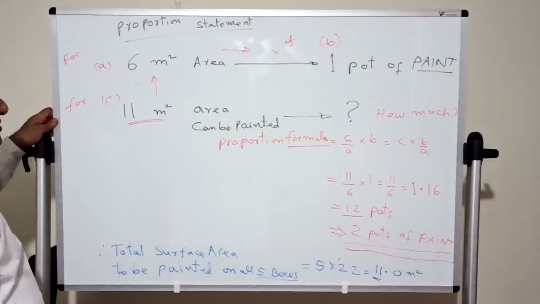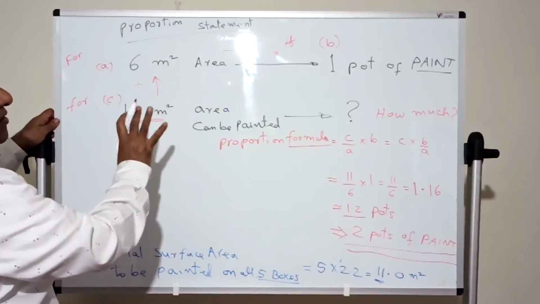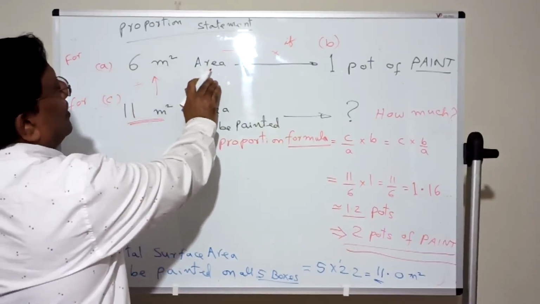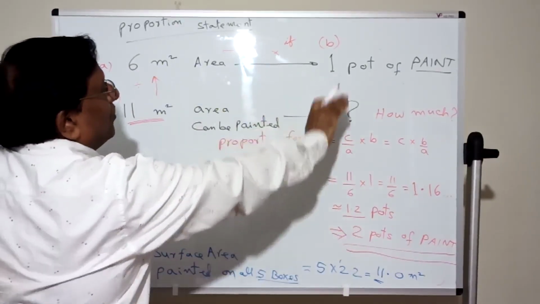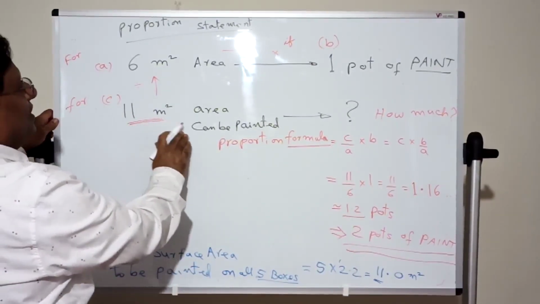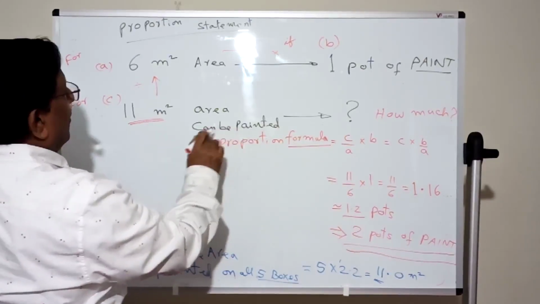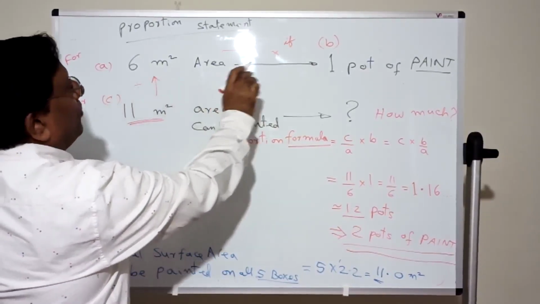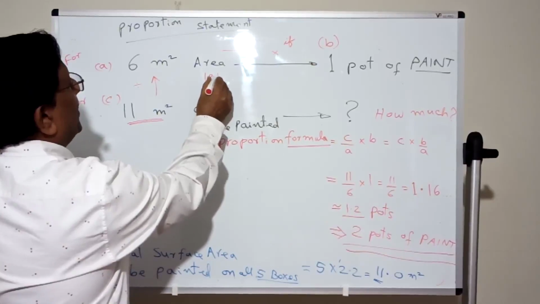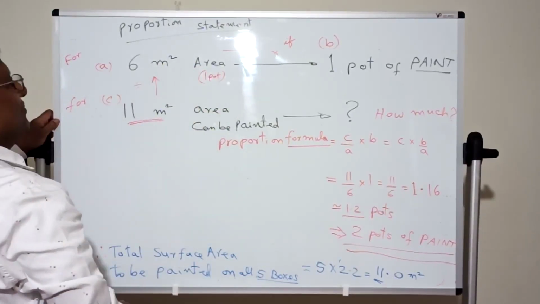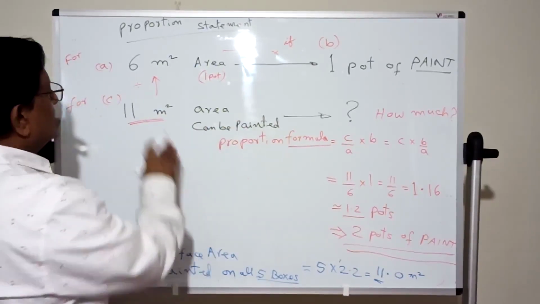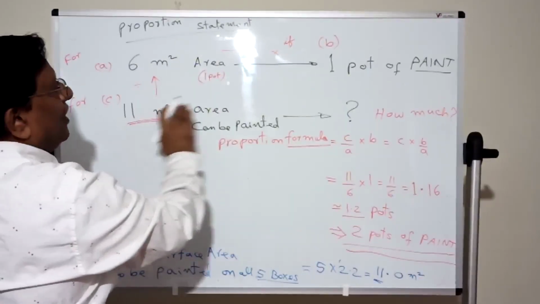Okay, thank you. So you have to show all the rectangles and all total surface area, and a proportion statement. For 6 square meter area, 1 part of paint is needed, and 11 square meter area can be painted for all boxes. This is one part. This is not related to any boxes. This is for one part. One part of paint can paint 6 square meters. So 11 square meters area means how many parts needed? So for 6, if it is 1 part, for 11, how many parts?